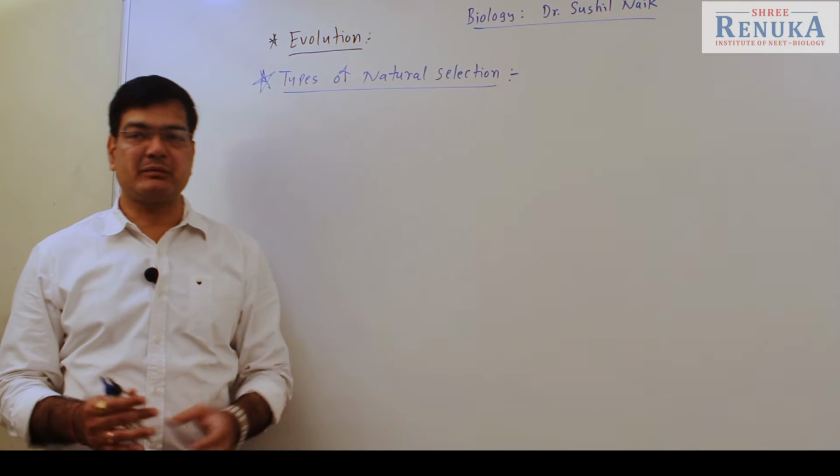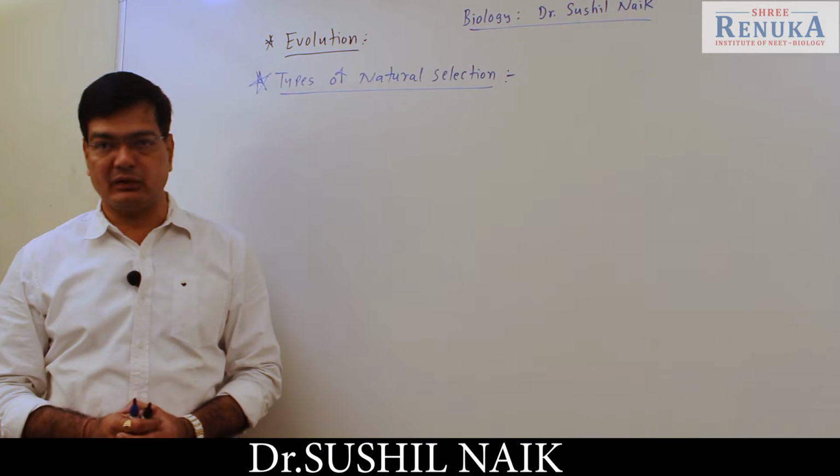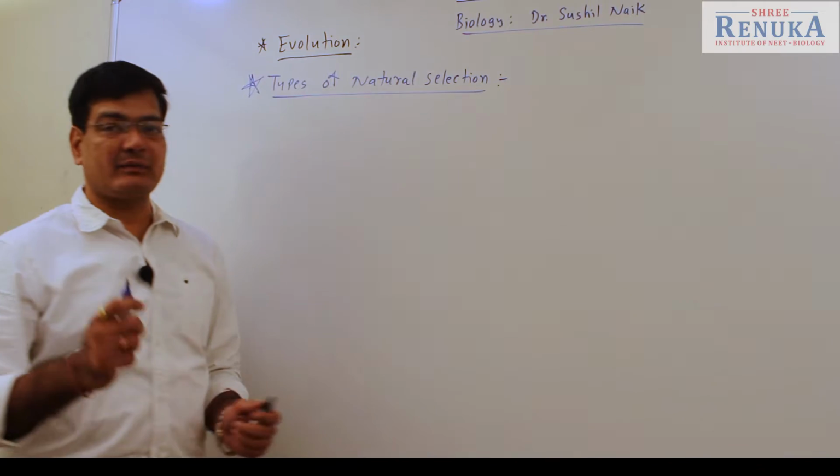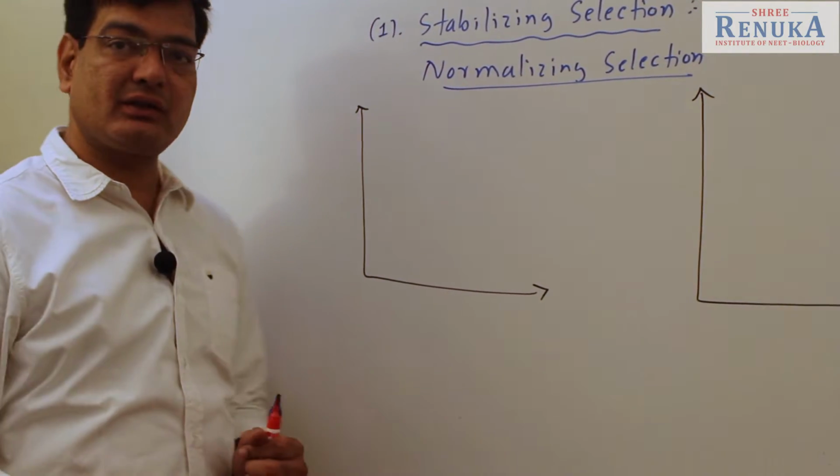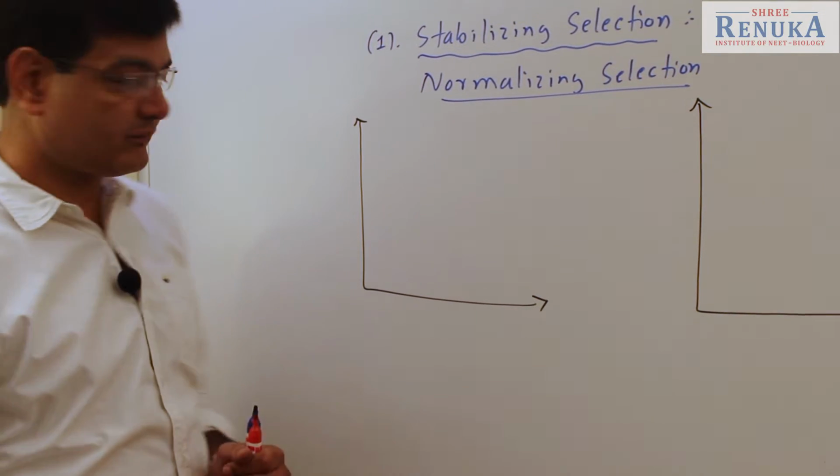Now let's talk about the types of natural selection in evolution. There are three types of natural selection. Let's understand stabilizing selection, or normalizing selection.